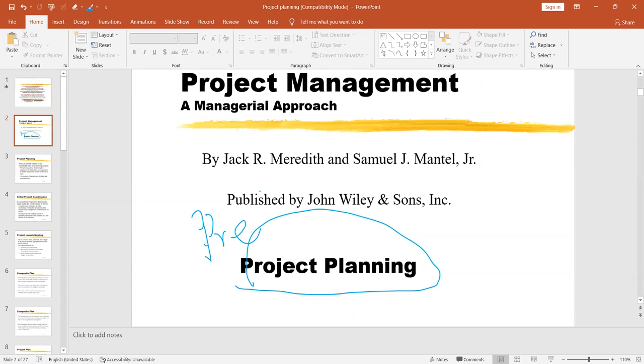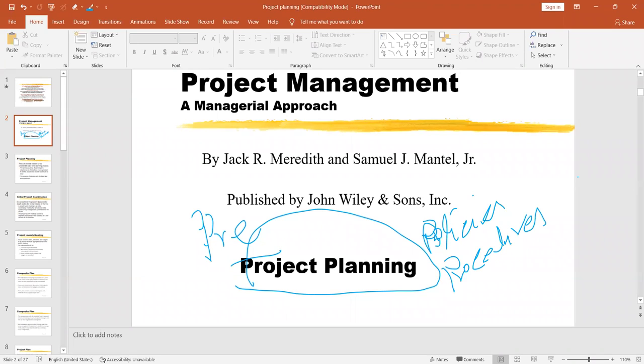predetermined rules and regulations, predetermined policies and procedures. Why policies and procedures? Because that will guide you to accomplish your task properly. So planning is just like a guideline. Planning helps to follow some predetermined guidelines.